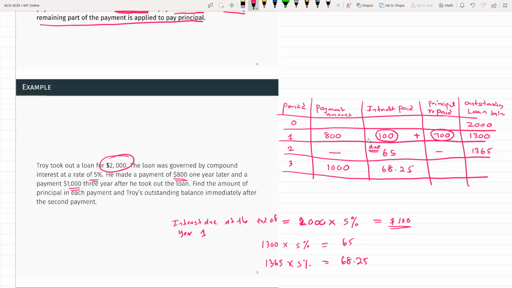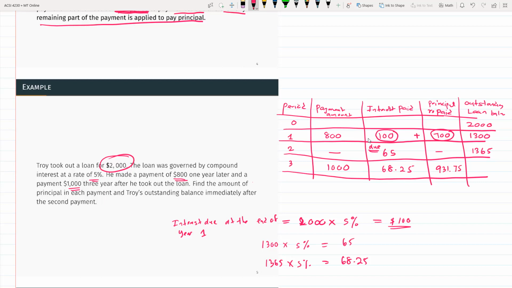Okay. So now you can apply that $1,000 to this interest payment, and then see how much you are paying toward principal. So 1,000 minus $68.25 would be 931.75.